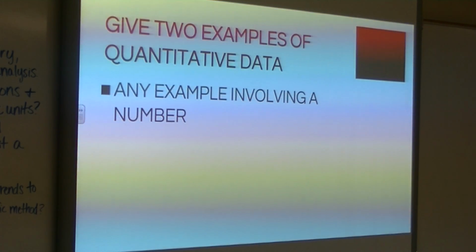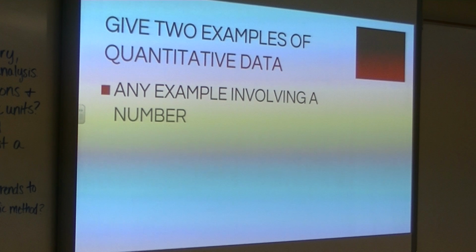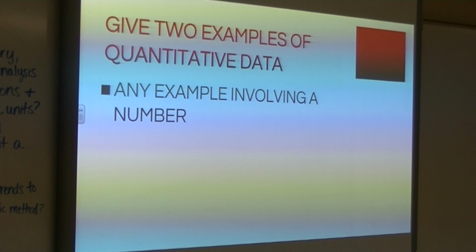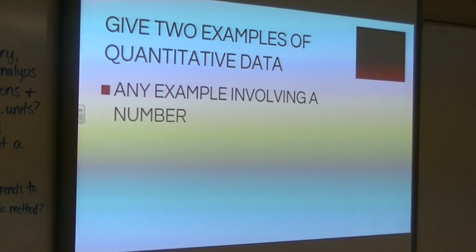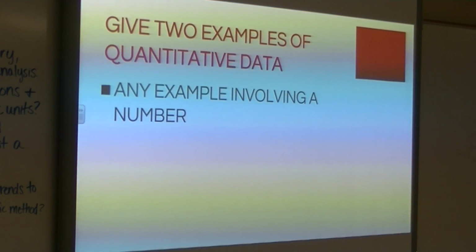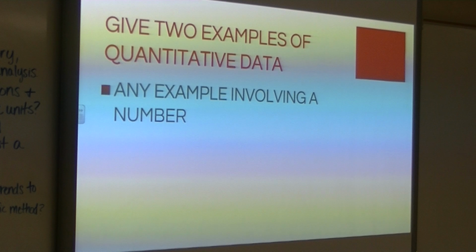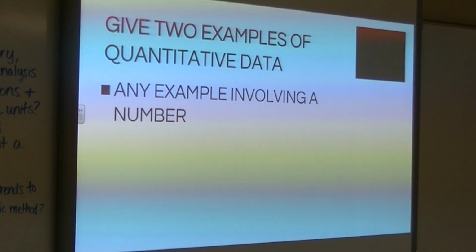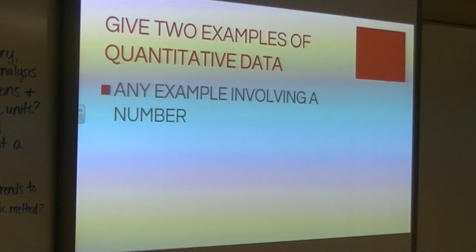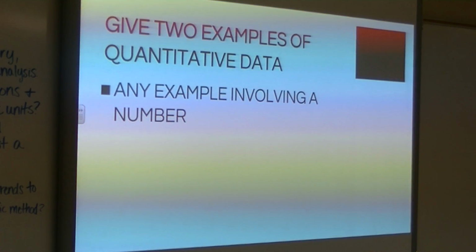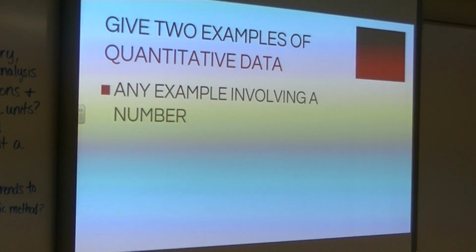So remember, data is information gathered from observation. Quantitative data involves numbers. So someone give me an example of quantitative data. There's that one smart word. One smart word in the room. Great. Quantitative data. Somebody else? The speed of something. Okay, so like if a car is going 60 miles per hour, right? Great. Very good. One more. You're 14 years old. Perfect. Okay, anything involving a number.